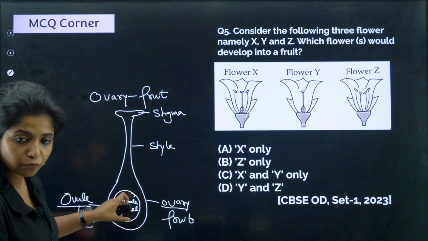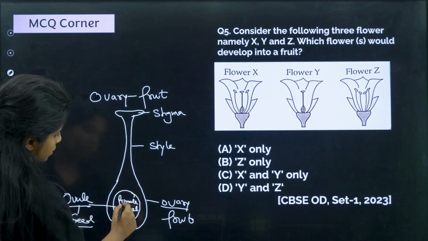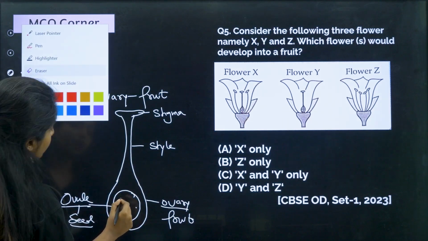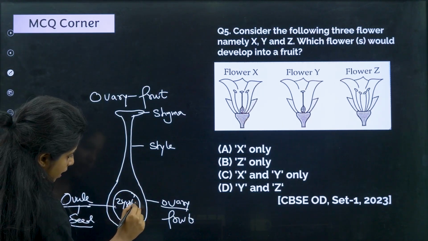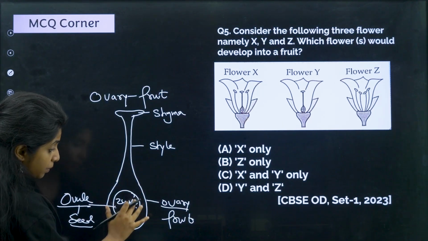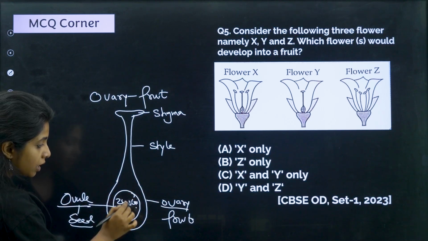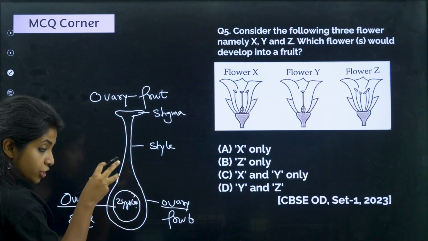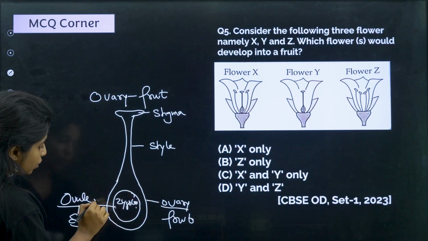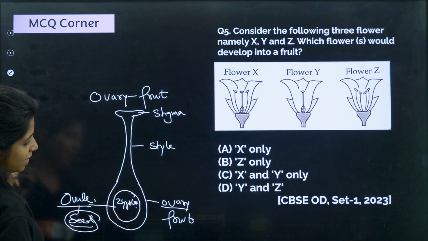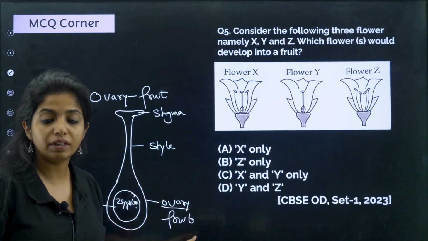When the male and the female gamete fuse, what will you have over here? Instead of the female gamete, you will have the zygote. And it has to be protected, with the help of a seed covering. This particular portion which has the zygote within it, what do you call it? You call this a seed. And outside that, the ovary will turn into a fruit.